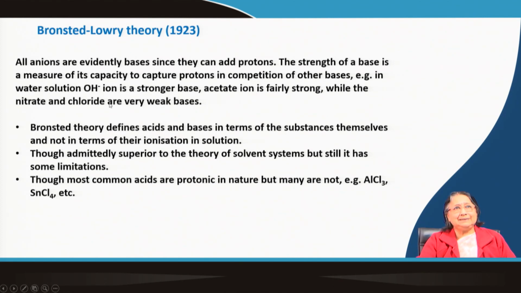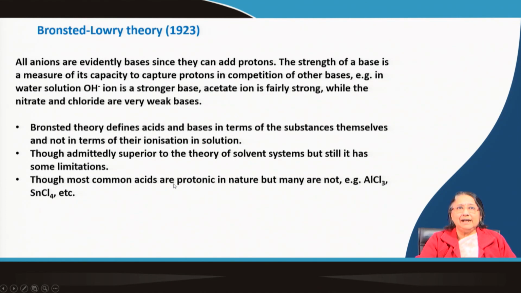In the real field also, we know that OH minus is a very strong base, acetate ion though basic is not as strong as OH minus, and nitrate and chloride are very weak bases. Now, Bronsted theory defines acids and bases in terms of the substances themselves and not in terms of their ionization in solution. This is the positive point of Bronsted theory. Though admittedly superior to the theory of solvent systems, it still has some limitations. Every theory has some limitation. What is the limitation?